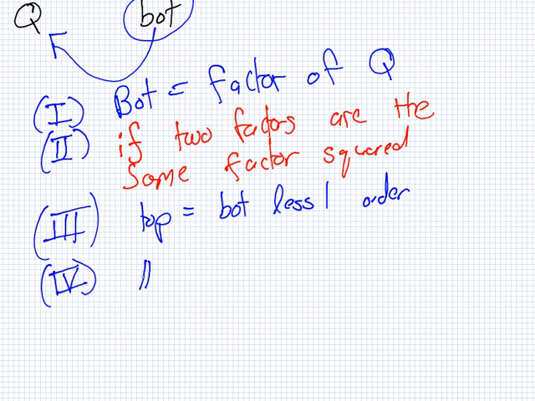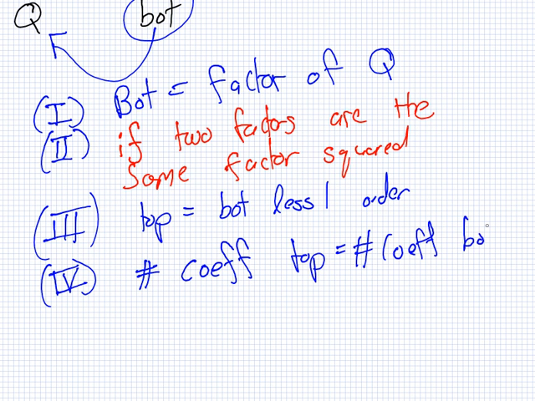The number of coefficients on the top must equal the number of coefficients on the bottom. Sorry, I should have been writing top. Number of coefficients on the top should equal the number of coefficients on the bottom minus 1.